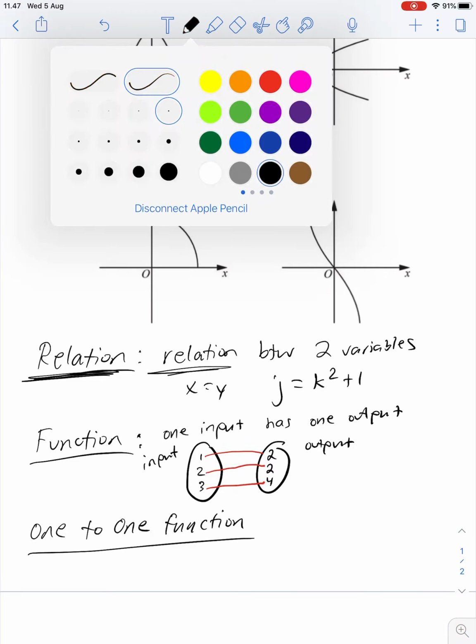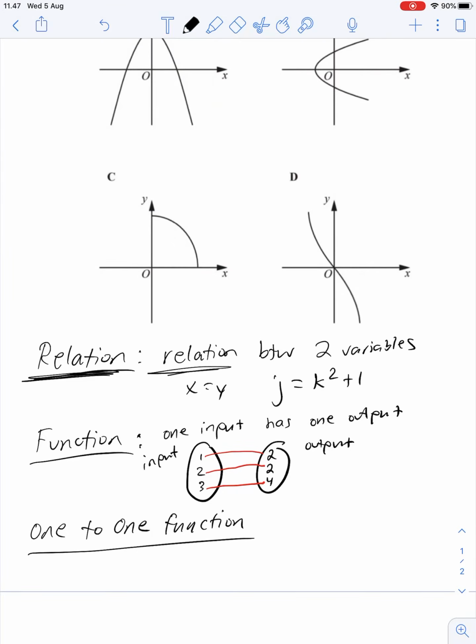What's not okay, though, is if I were to have the same thing, 1, 2, 3, 2, 2, 4, if I were to have 1 have an output of 2 and 1 to have an output of 4, you can't do that. That's not a function. Each input has one output. Now the output might be the same. Notice that 1 goes to 2 and 2 goes to 2, but each input only has one line drawn from it.